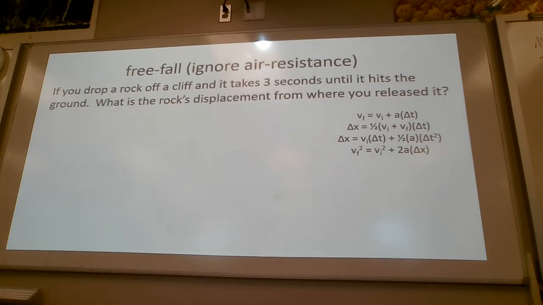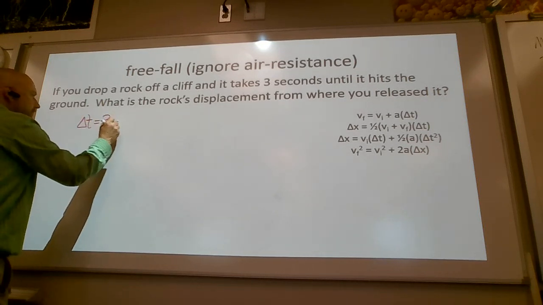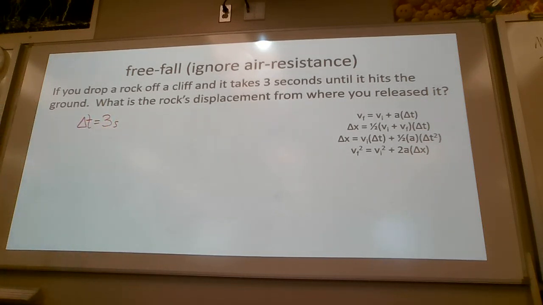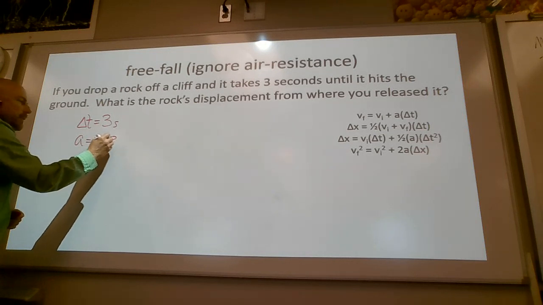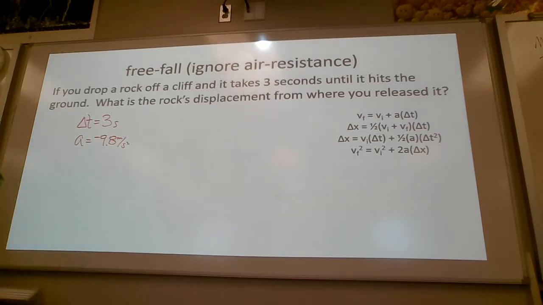Okay. So, what variables do I know? No time. What else? Okay. If something's in free fall, I do not explicitly need to tell you that the acceleration is equal to 9.8 meters per second squared. There's very few things I'm going to tell you to memorize. This is one of them.